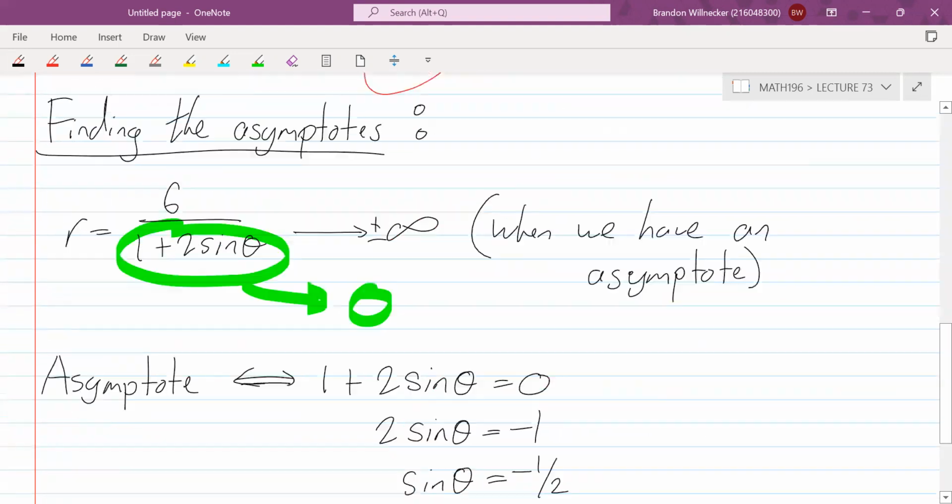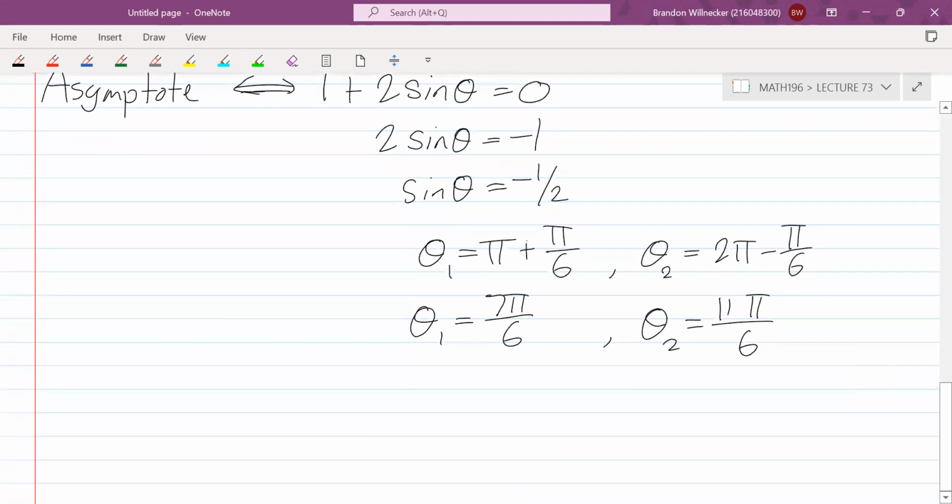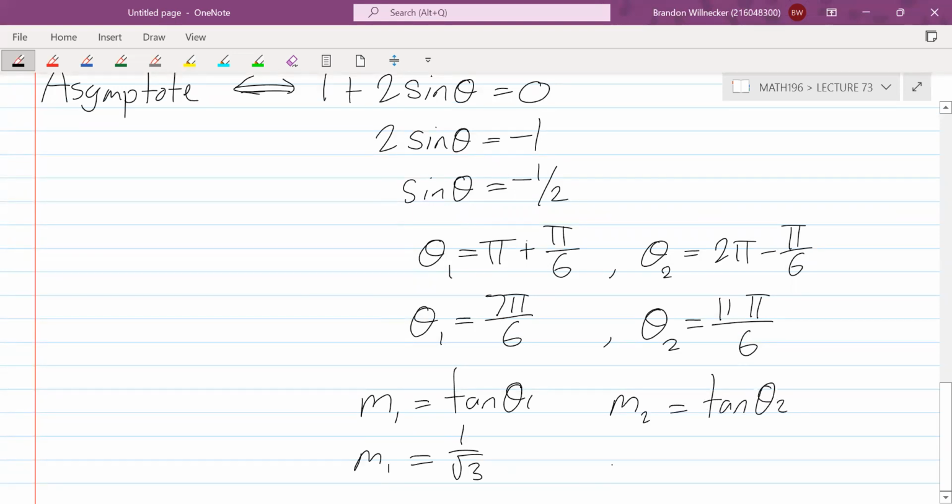Okay, so we got these two angles, let's say theta 1 and theta 2. Let's convert these into gradients, and then that will help us draw the lines a bit easier. So m1 is going to be tan theta 1, so m1 is 1 over root 3. And then for this other one, m2 is tan theta 2, so m2 is going to be minus 1 over root 3. Okay, so we've got the two gradients.